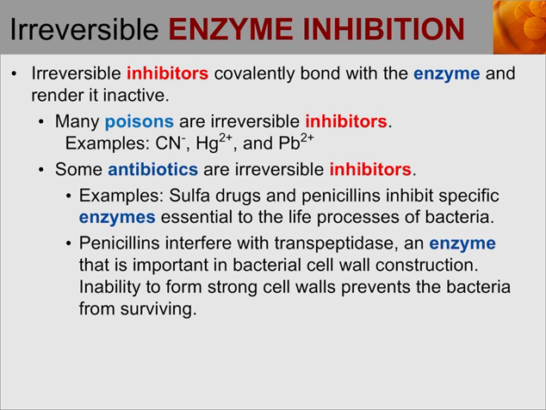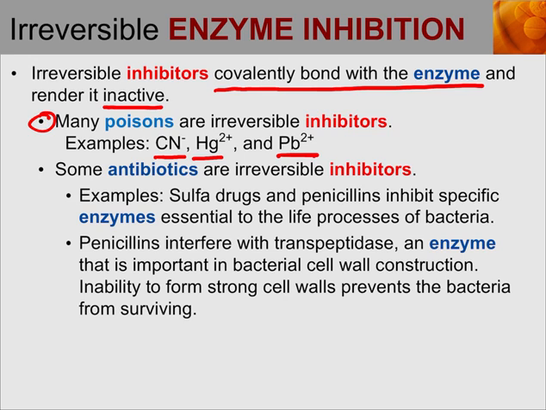Irreversible inhibitors covalently bond with the enzyme and they actually make the enzyme inactive. These would be things like poisons or even antibiotics, for example. So sometimes it's a positive, sometimes it's a negative. For instance, many poisons are irreversible inhibitors, such as cyanide, mercury, or lead. If you ingest too much mercury or lead or cyanide, this can cause your proteins or enzymes to stop functioning. And eventually your organs will stop functioning and this can lead to fatal consequences.